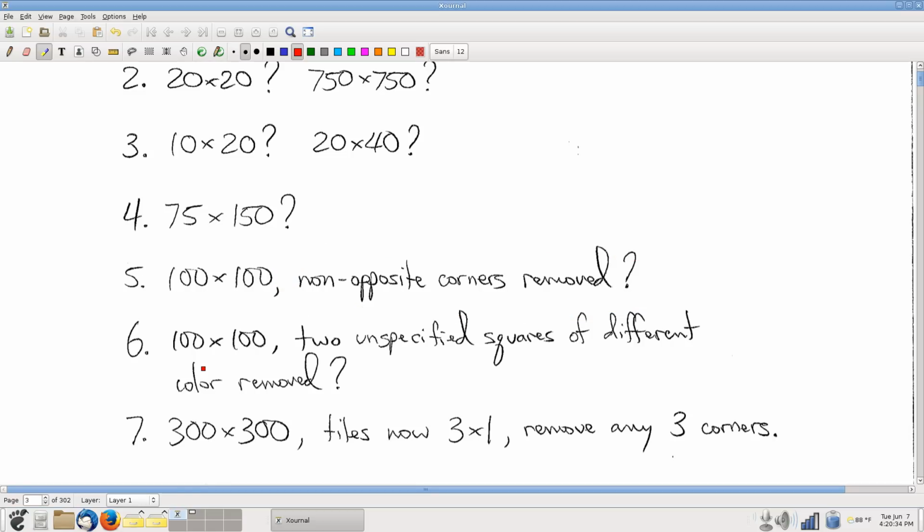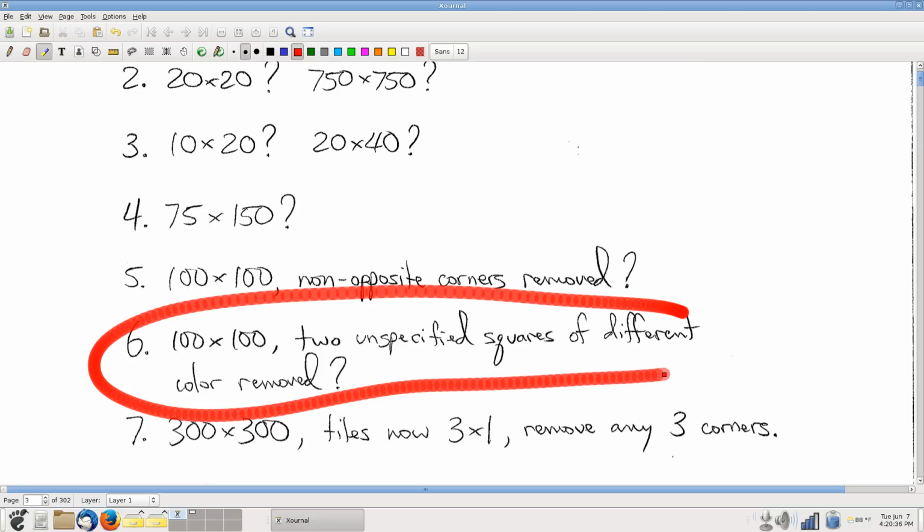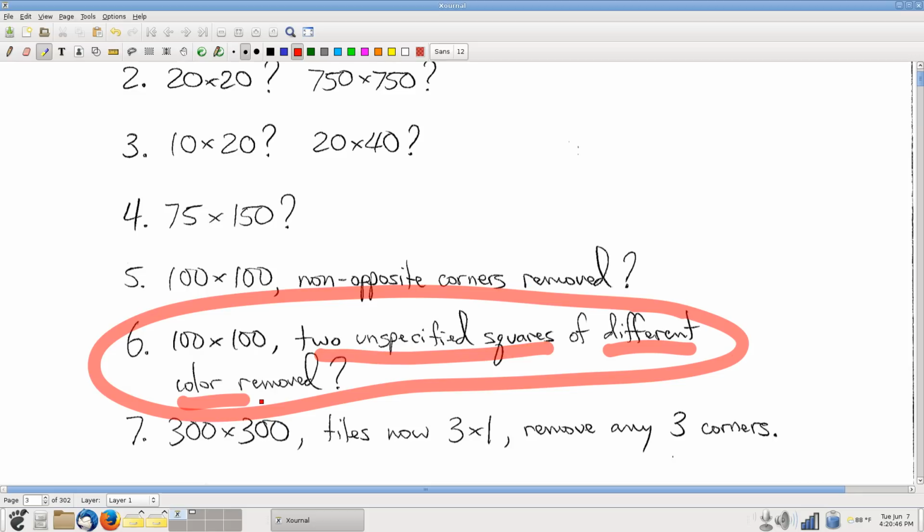Likewise, now the problem at this point is this is actually quite a difficult problem. What if instead of corners, just 2 unspecified squares of different color? Now, if they were the same color, the invariant argument would clearly show a contradiction, therefore can't be covered. But if they're the different colors, the invariant argument fails. How would you address this question? This is, again, a very challenging question.